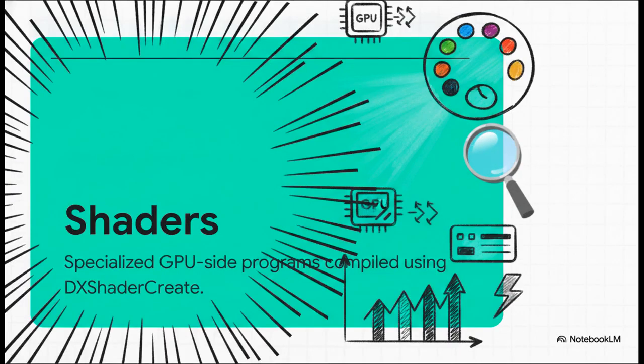Now, if the context is your studio, shaders are kind of like the brilliant, hyper-fast artists working inside that studio. These are specialized programs that you compile using the DXContextCreate function, and they run directly on the GPU hardware. So instead of your CPU sitting there calculating how every single pixel should look sequentially, one by one, the shader does it in parallel. It works at lightning speed, processing your complex graphics and price geometry instantaneously.